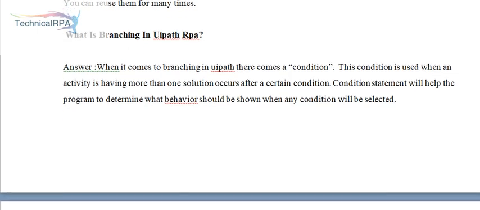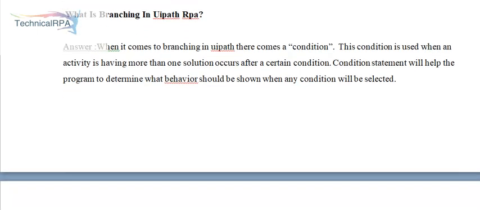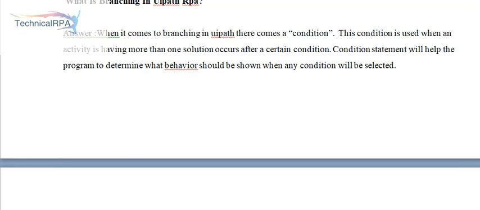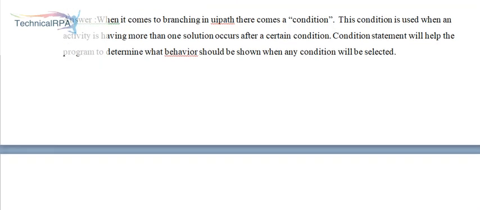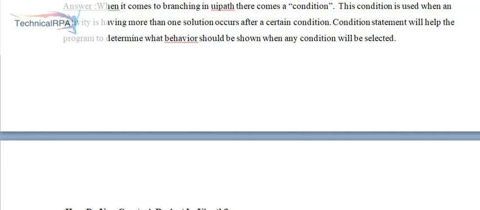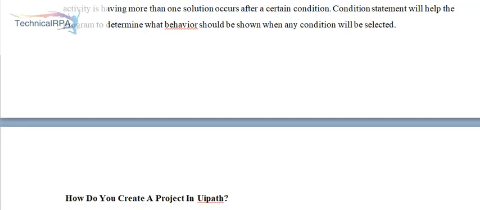What is branching in UiPath? Answer: When it comes to branching in UiPath, there comes a condition. This condition is used when an activity has more than one outcome after a certain condition. A condition statement will help the program to determine what behavior should be shown when any condition is selected.